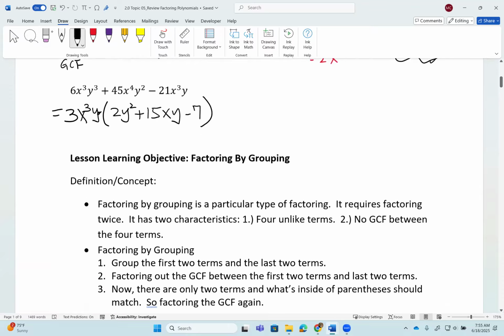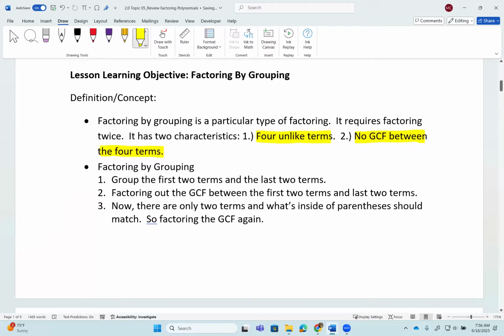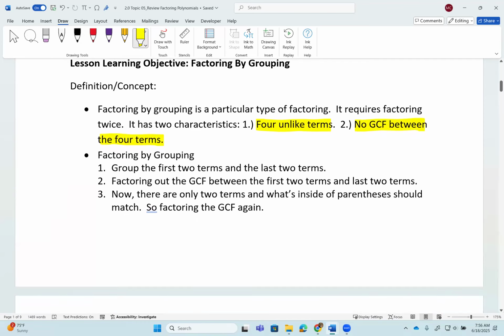Another type of factoring problem we're going to encounter is called factoring by grouping. Factoring by grouping is a very particular type of factoring problem. It requires us to factor twice. It has two main characteristics. That's how you spot a factoring by grouping problem. You have to have 4 unlike terms, first of all, and there can be no greatest common factor between these 4 terms. Once you spot that, this can be a factoring by grouping problem.